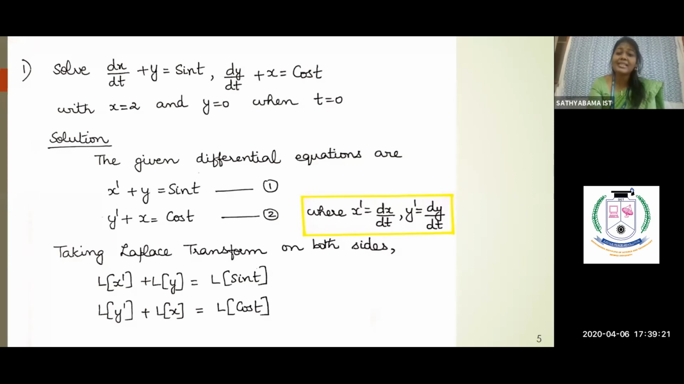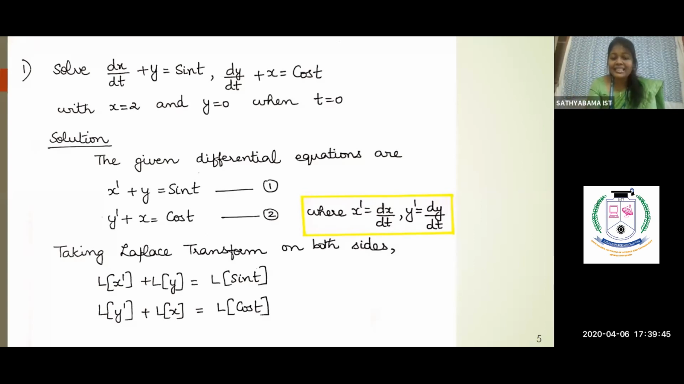We're going to solve simultaneous differential equations. Now, what do you mean by the word simultaneous? If you have 2 differential equations taken together, they are called simultaneous differential equations. So in every problem that we have here, you will have 2 differential equations in the question. That's why it's called simultaneous differential equations.